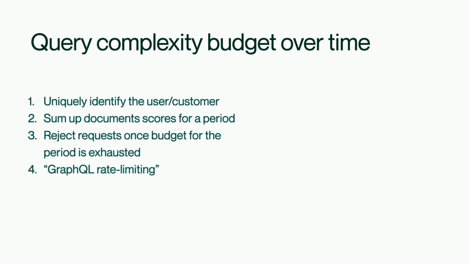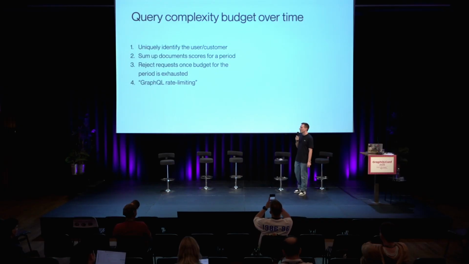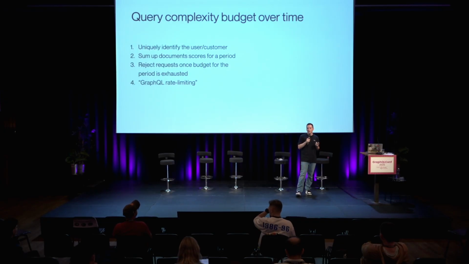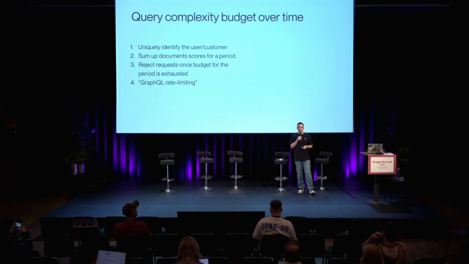Yeah. Another cool thing you can do with query complexity is assign a budget over time. So if you can identify the user or the customer through the access token, you can basically keep track of the scores of the documents over a specific period. And then if the total score for that period is exceeded, you can just automatically start rejecting any request that comes in from that access token until the period is over, which is basically GraphQL rate limiting.